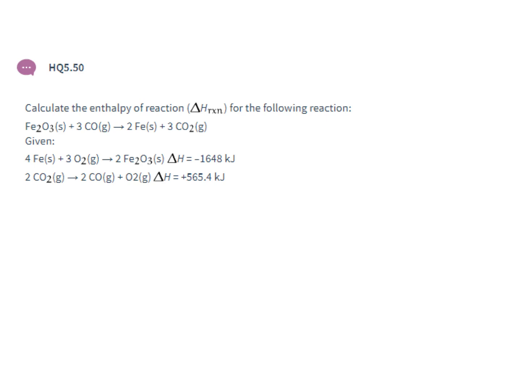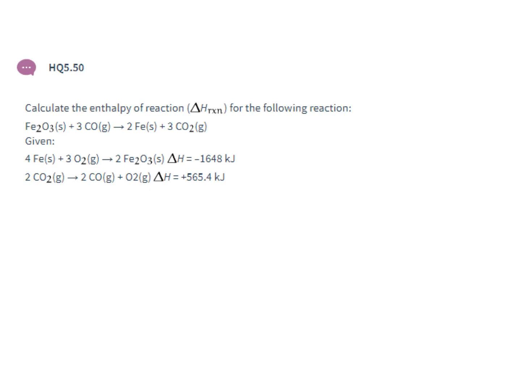For question 50 from the homework, calculate the enthalpy for the following reaction. Iron(III) oxide reacts with carbon monoxide to produce iron and carbon dioxide. Given the following two equations, we know iron reacts with oxygen to produce iron(III) oxide, and carbon dioxide will break down to give us carbon monoxide and oxygen.